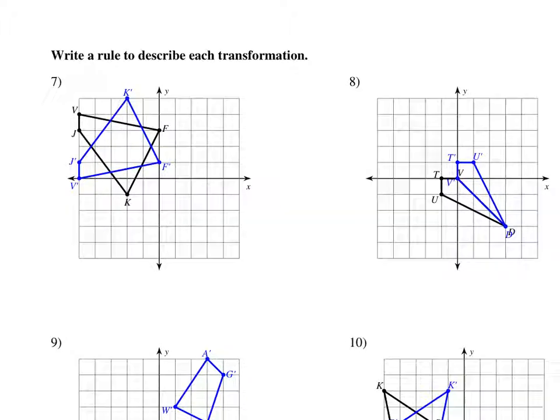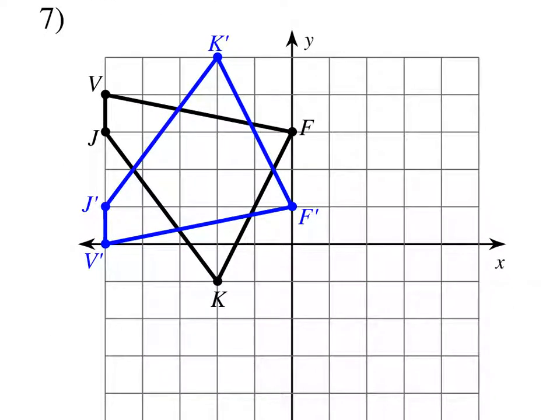Now, for me to be able to know this, I try to look at the image and the pre-image and find halfway between them. So if I look at J and J prime, this looks like it's halfway between them. And let's see if it works for everything. So F is 1 step away, F prime as well. K is 3 steps away, K prime as well. J is 1 step away, V is 2 steps away, and that is it too. So that's a horizontal line of y equals 2. So then the rule is going to be a reflection of y equals 2.